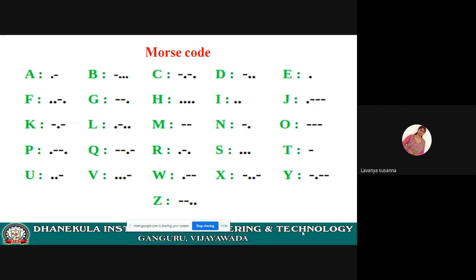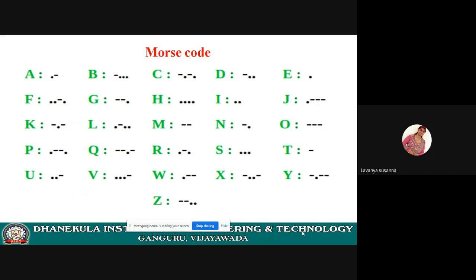See, for A there is a dot. In Morse code, dots and dashes are used. This dot is represented using a short beep sound, and this dash is represented using a long beep sound. Morse code is represented by dots and dashes.